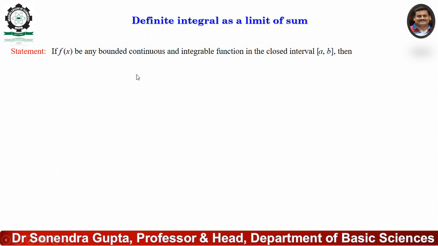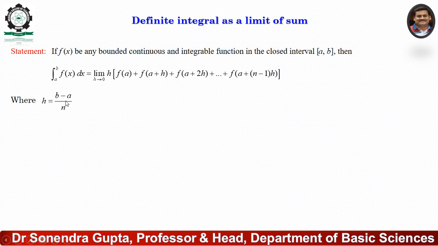We know that if f of x is any bounded and continuous integrable function in the closed interval [a, b], then the integral from a to b of f of x dx equals the limit as h tends to 0 of h times [f of a plus f of a plus h plus f of a plus 2h up to f of a plus n minus 1 h], where h equals (b minus a) upon n, so that nh equals b minus a. When we solve definite integral as limit of sum questions, we need some important results.